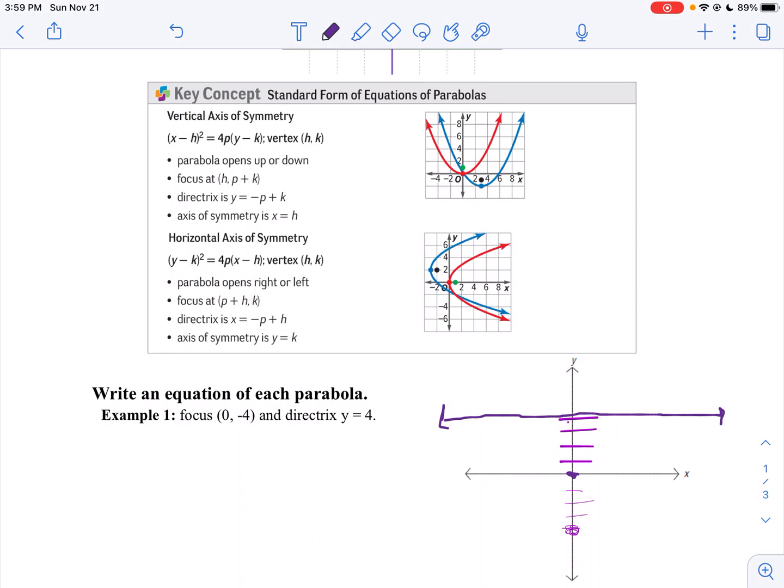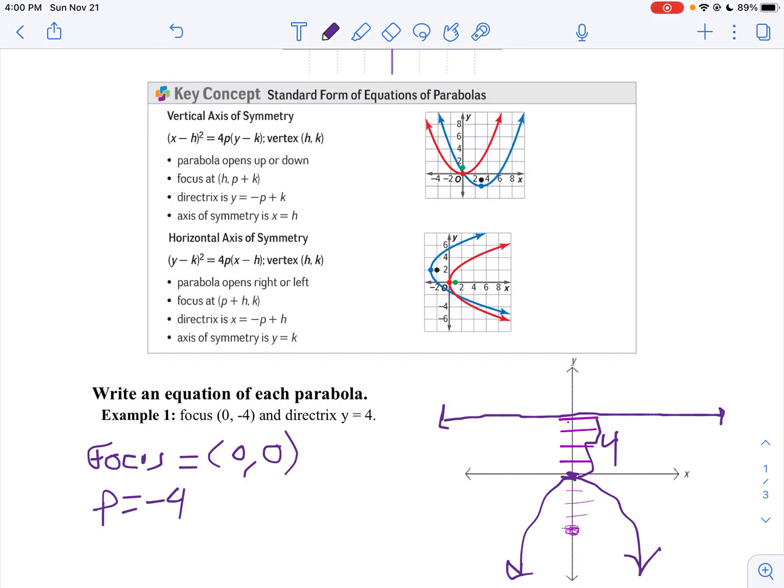So I know my vertex is at 0, 0. So h and k are both going to be 0 in this problem. Now, since it's a sad parabola, because it's going to go down away from the directrix around my focus, now I'm going to write the equation. Well, notice P is 4, isn't it? But actually, it's negative 4 because I'm going down. So P equals negative 4.